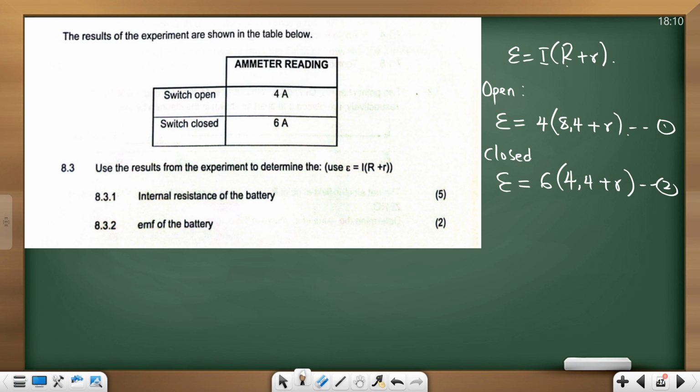All we need to do is just to equate, right? So what do we have? 4, 8,4 plus R would be equal to what? 6, 4,4 plus R. I'm sure we can do this. We just expand if you want to expand. What is 8 times 8,4 times 4? 16, 32, 33,6. Okay.